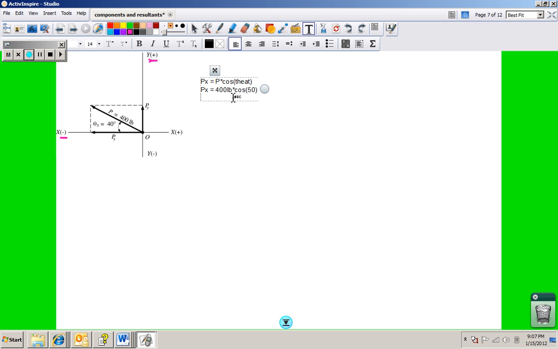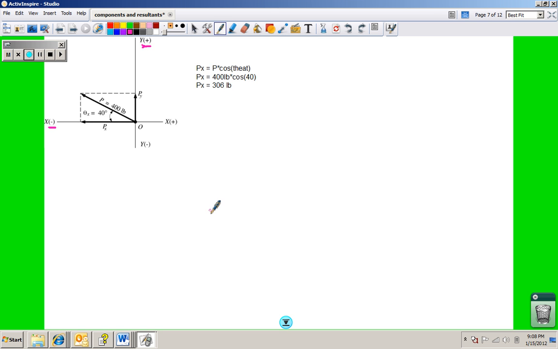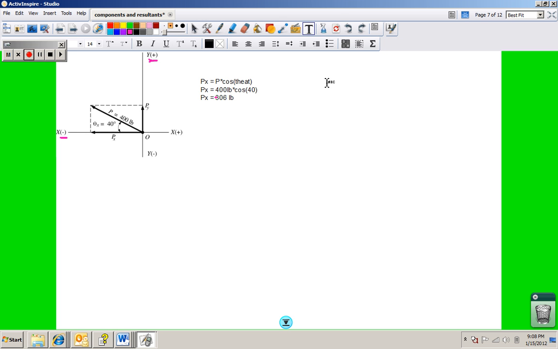And now when I punch it into my calculator, I get 400. Oops, it's cosine 40 there, guys. All right, so I get that PX is 306 pounds. All right, let's get that fixed to 40. All right, and don't forget that we said that that is in a negative X direction, so that is actually negative 306. Okay, all right, so if we want to find the Y, it's just as simple.